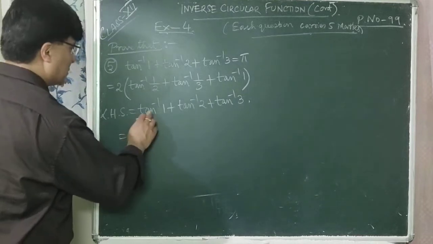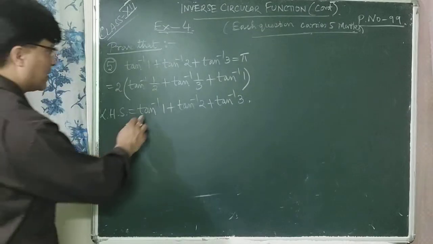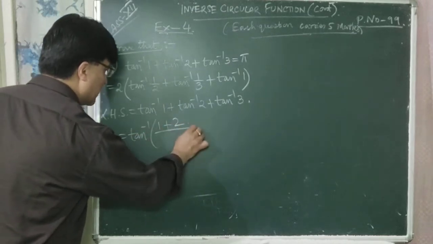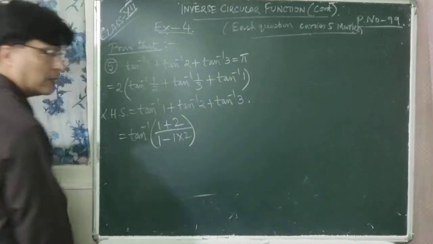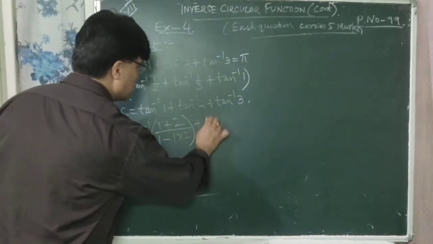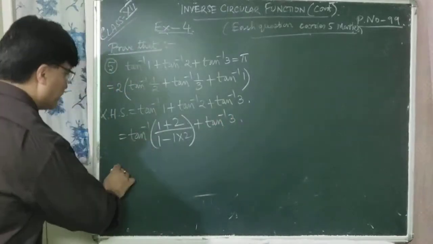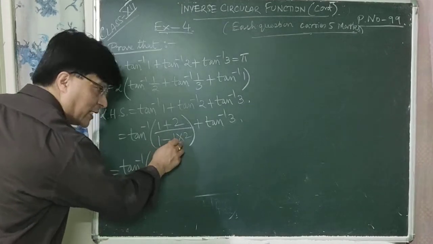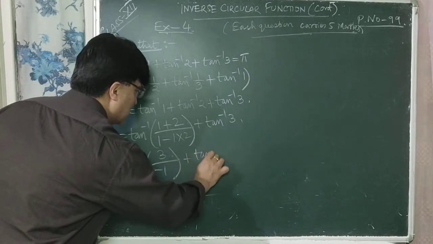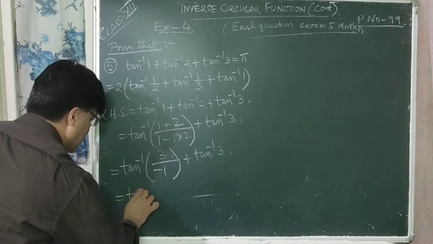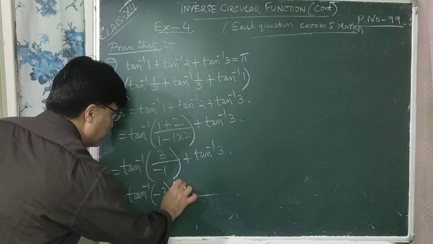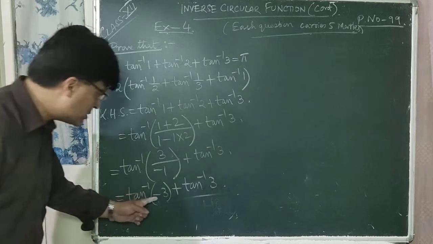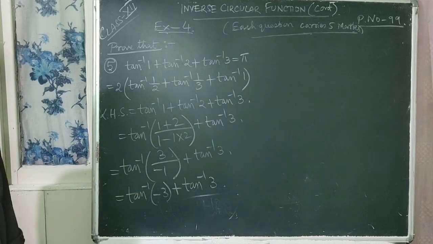So now, tan inverse 1 plus tan inverse 2, you can use the formula here, tan inverse x plus tan inverse y. Let us use it. Tan inverse 1 plus 2 divided by 1 minus xy, 1 minus 1 into 2, plus this is your tan inverse 3. So is equal to tan inverse within bracket 2 plus 1, 3 divided by 1 minus 2 is there. That is minus 1 plus tan inverse 3 is equal to tan inverse minus 3 plus tan inverse 3, right? But you cannot take this minus sign outside in this case, okay?